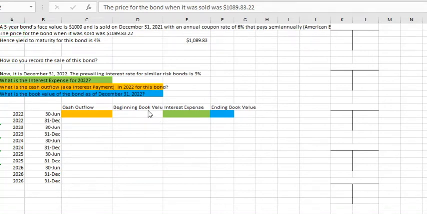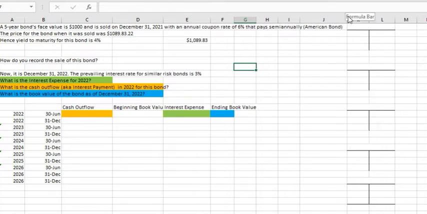Hi everyone, in the previous video we were looking at an example where a bond was paying coupons on an annual basis. In this particular example we are going to look at a bond which pays semi-annually, which is typically an American bond. Now we have a 5-year bond with a face value of $1,000.